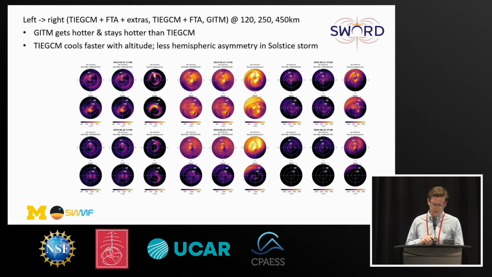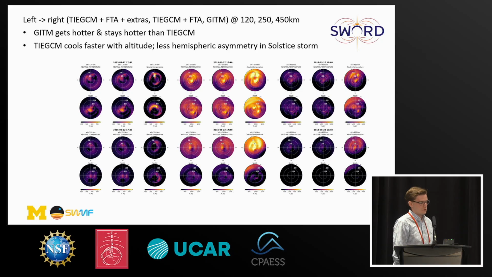More thermospheric results. It seems that GITM gets hotter and stays hotter than TiGCM. Why? Not exactly sure yet, but we will figure it out. TiGCM also seems to be cooling off faster over altitude. So here we have the neutral temperature. Left is at 120 kilometers, middle is 250, and the far right is at 450 kilometers.